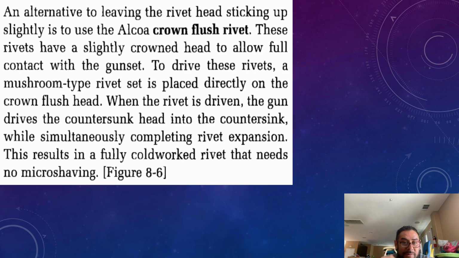An alternative to leaving the rivet head sticking up slightly is to use the Alcoa crown flush rivet. These rivets have a slightly crowned head to allow full contact with the gun set. To drive these rivets, a mushroom type rivet set is placed directly on the crown flush head. When the rivet is driven, the gun drives the countersunk head into the countersink while simultaneously completing rivet expansion. This results in a fully cold worked rivet that needs no micro shaving.